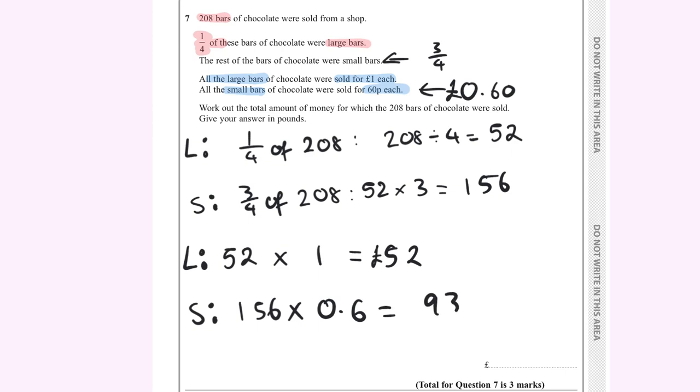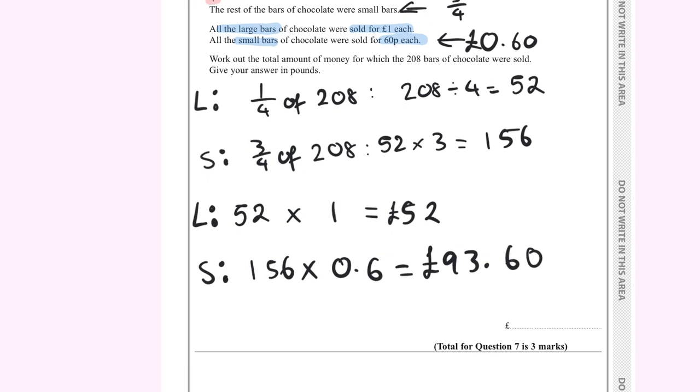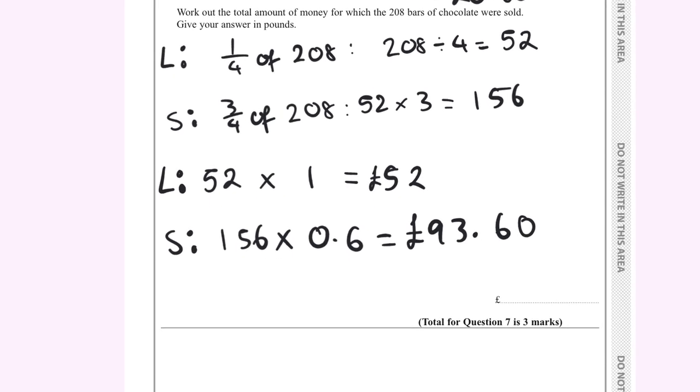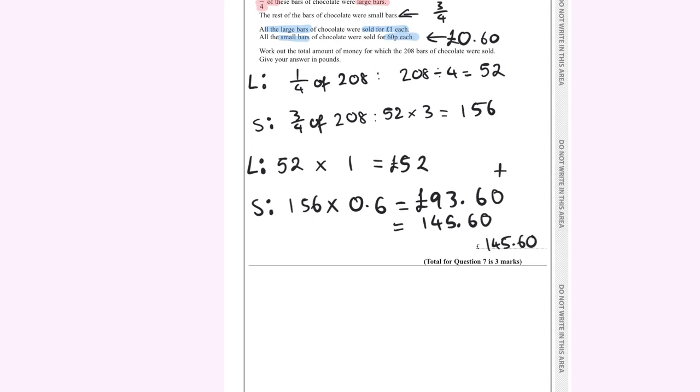That is 93.6. Now, because it's money, I am going to pop the 0 on the end, just because that's how you normally have money. You've got 60p, and then we'll total those up to give us the total amount. Again, I'm just using my calculator for all of this, rather than doing it myself. So £145.60. Again, just popping the 0 on the end. That's another page done.